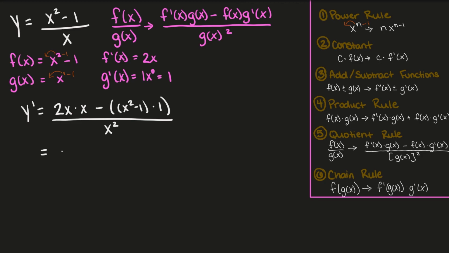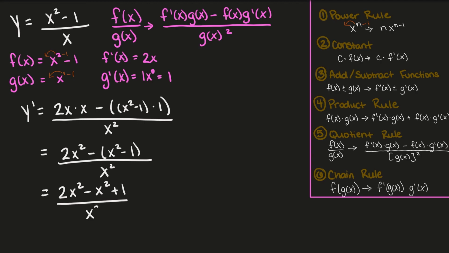So this is equal to 2x squared minus x squared minus 1 times 1 is just going to be x squared minus 1 all over x squared. So we can distribute that negative sign. We get 2x squared minus x squared plus 1 all over x squared. And now when we simplify this, we get y prime equals x squared plus 1 over x squared, and that's our final answer.